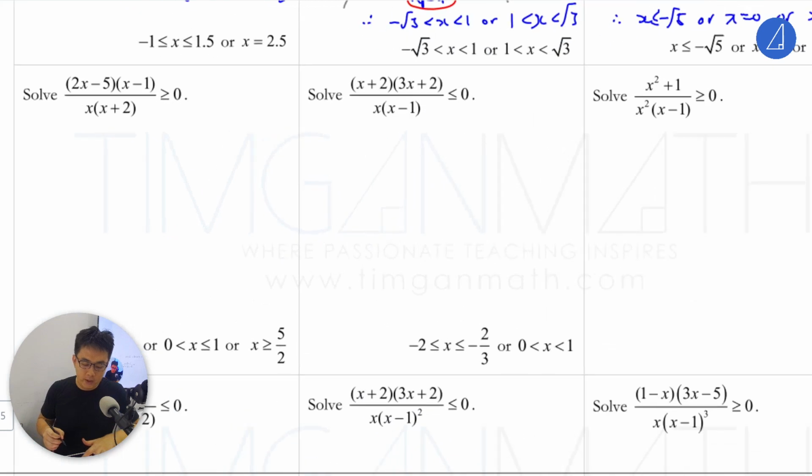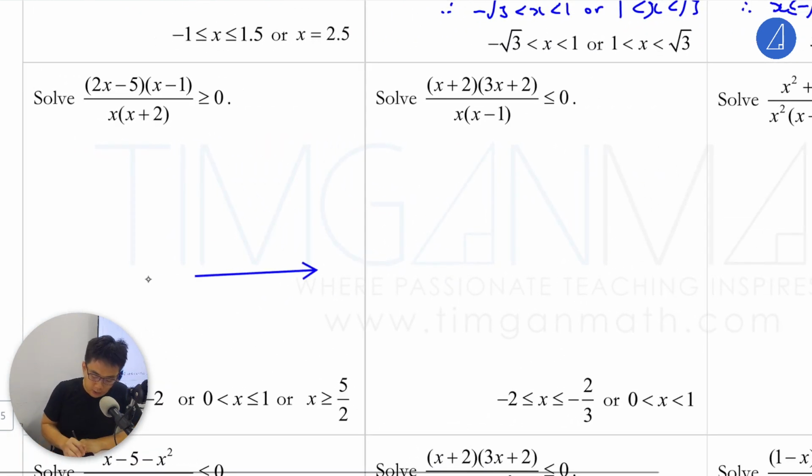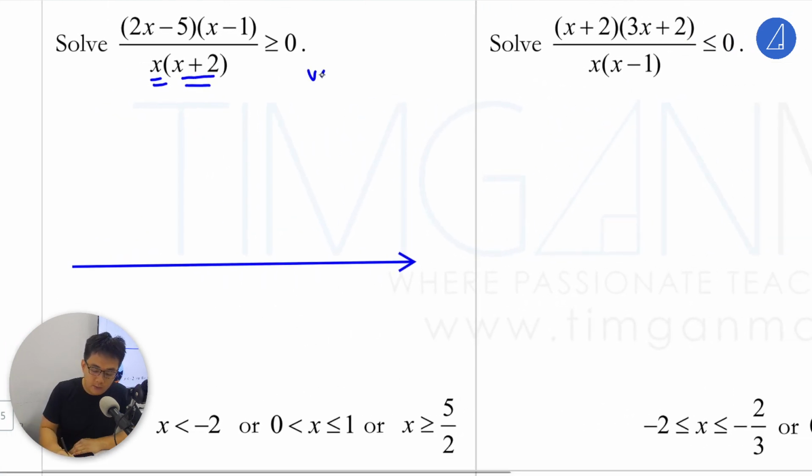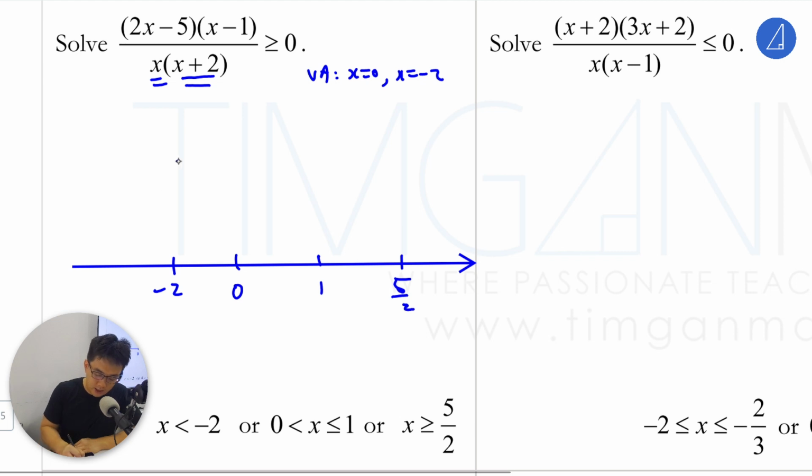Rational function, the only topping, icing on the cake, the caveat is just draw the vertical asymptote, because the vertical asymptote now is x equals 0 or x equals minus 2. So just list down all the roots as per usual. 5/2 is over here. Then what you need to do is just draw the vertical asymptote. I will suggest you to draw the vertical asymptote.